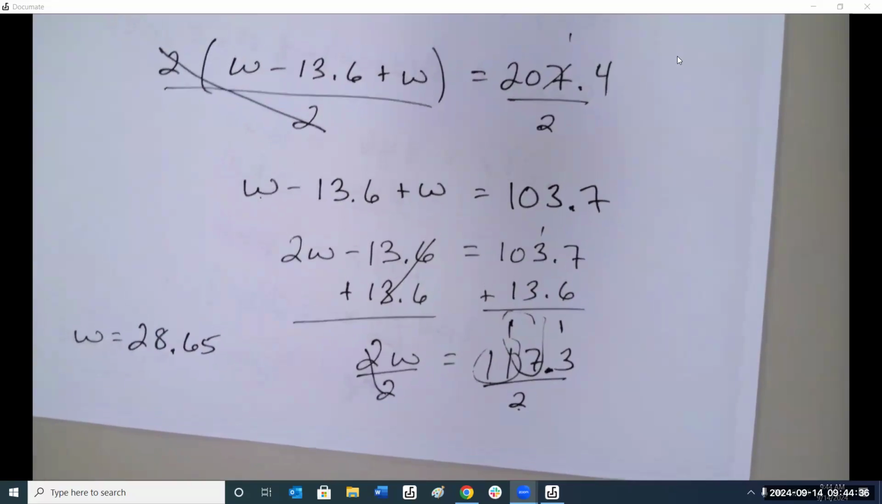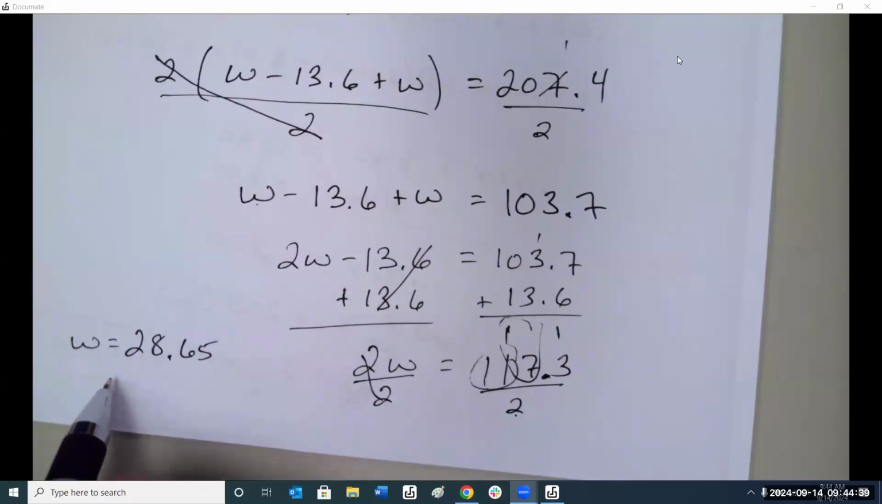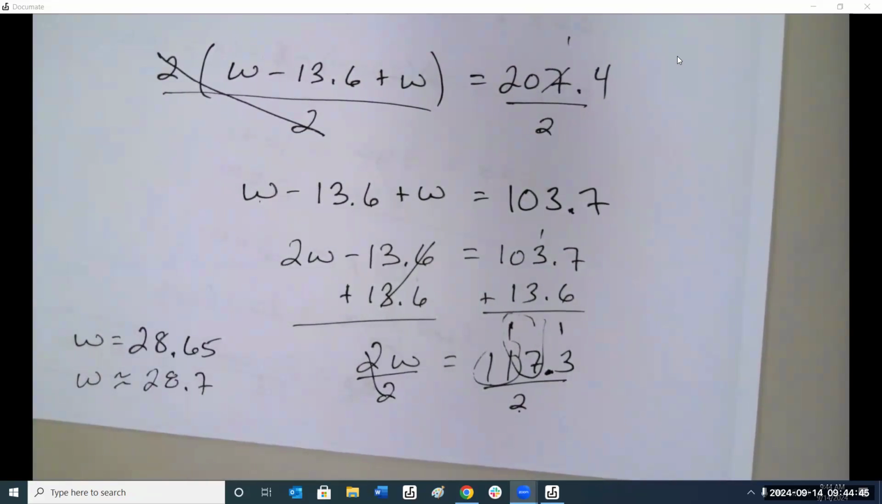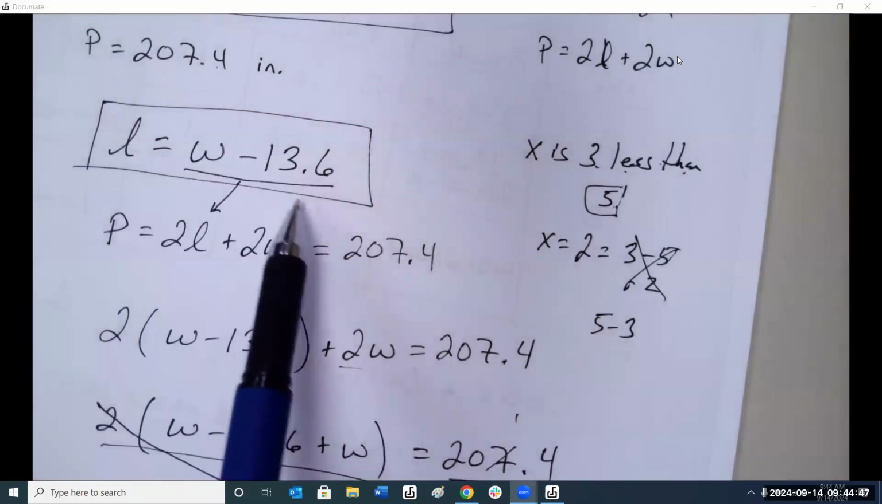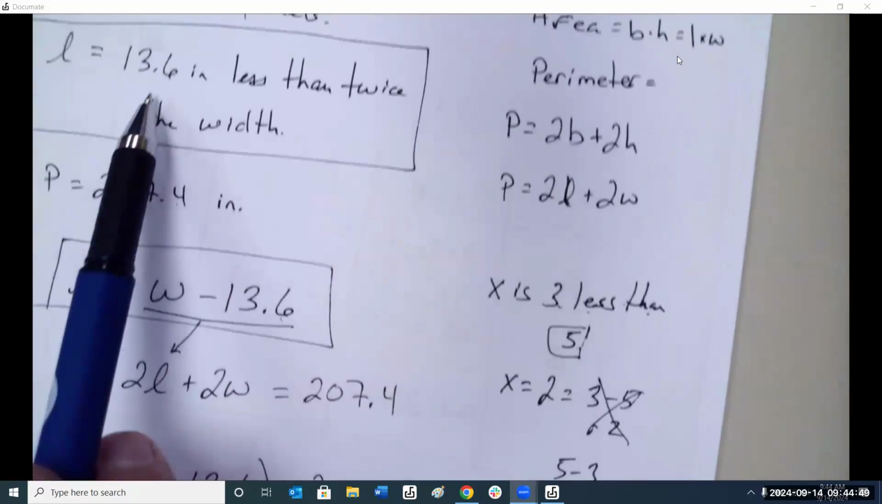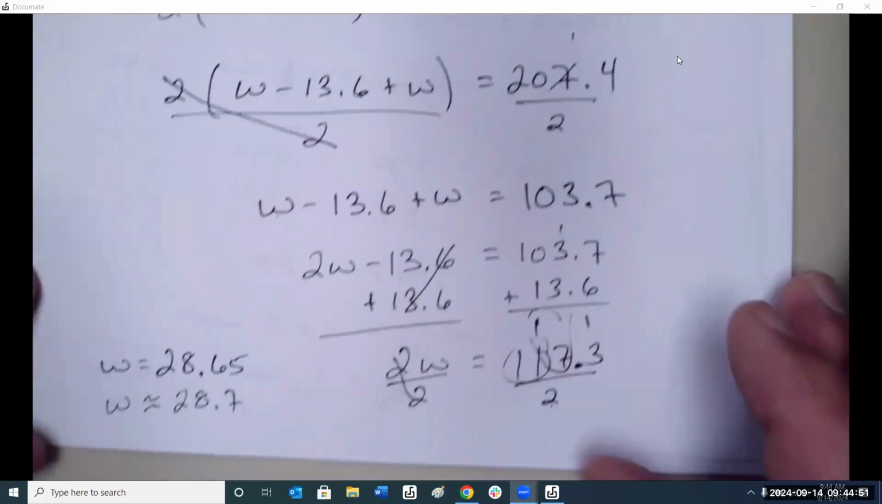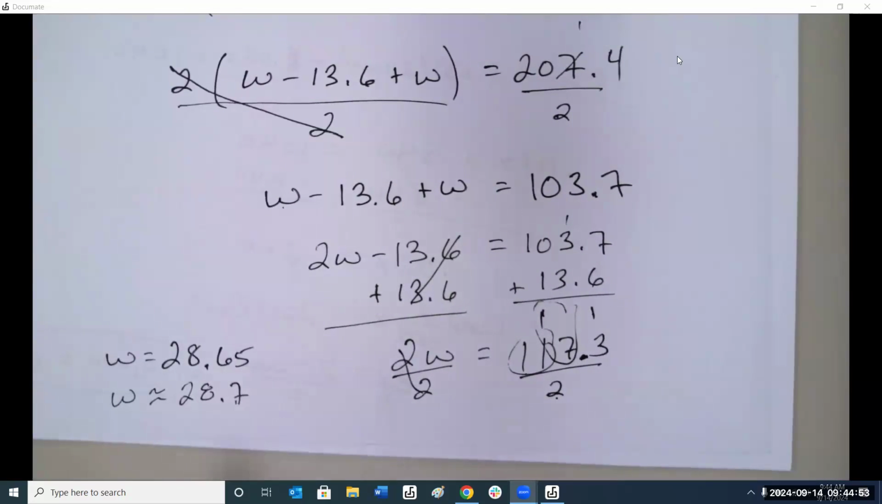Since our answers are usually one decimal place, we will round this one up to 28.7, because everything is given in one decimal place. So our answers have to be one decimal place. So what's our length?